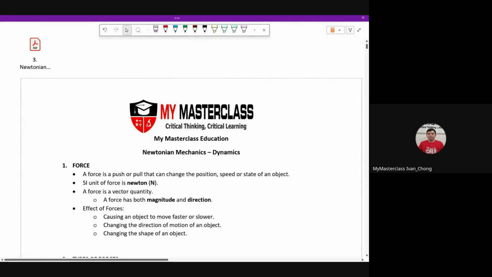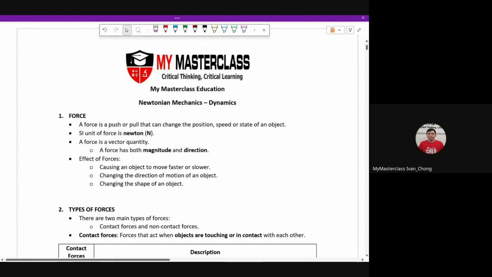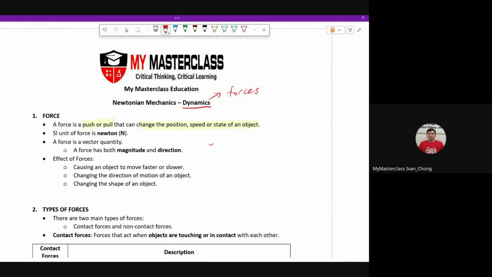Okay, so in this chapter, we're going to learn about dynamics. Dynamics is basically your chapter on forces. The very first thing we must learn is what exactly a force is. A force is just a push or pull that can change the position, speed, and state of an object. To make things clearer, the effects of a force are the ones below here.